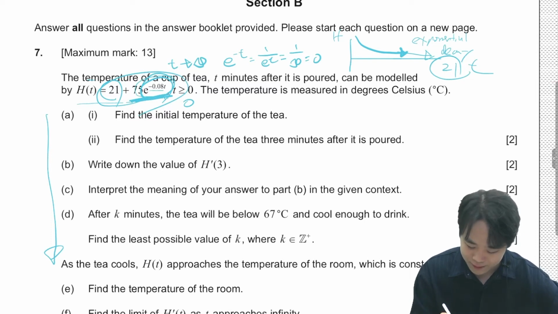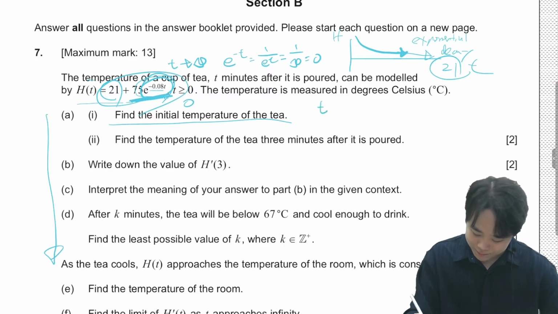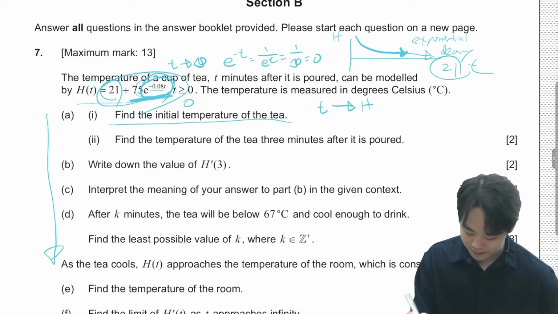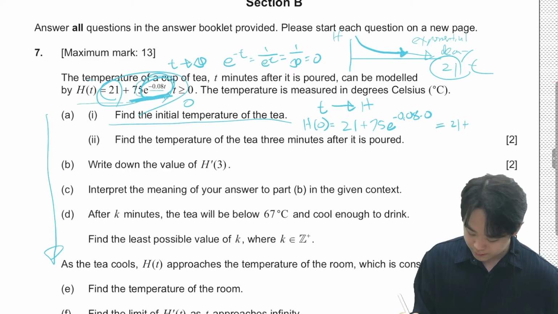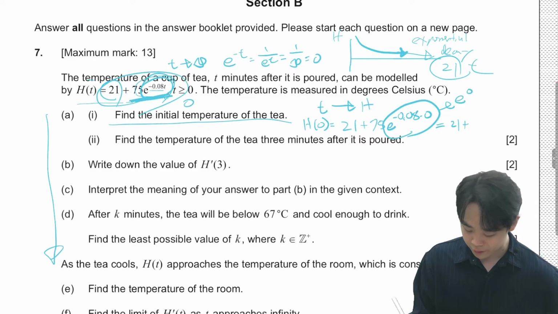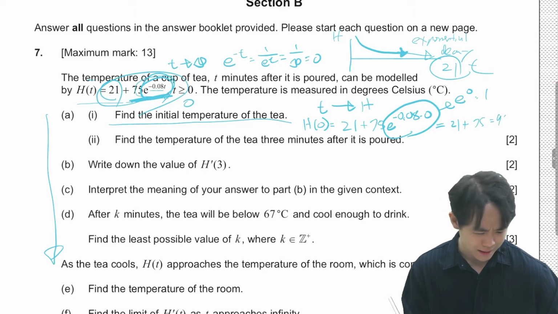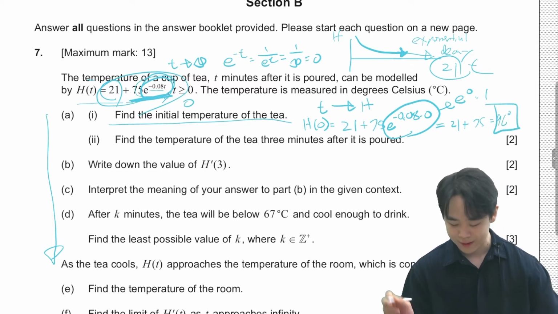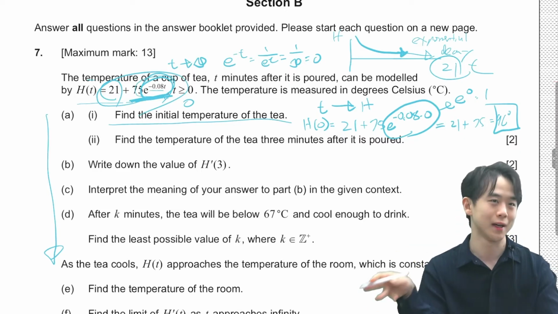First things first, find the initial temperature of the tea. Since this is our function, we put in time and we get our temperature H. So the initial temperature is when t is 0. So we do H(0), which is 21 plus 75 e to the power of negative 0.08 times 0, which is 21 plus e to the power of 0. Anything to the power of 0 is 1. So 21 plus 75, that's 96 degrees. So we start off with 96 degrees. The tea is obviously hotter than the surroundings. It's going to cool down all the way until it reaches 21 degrees.